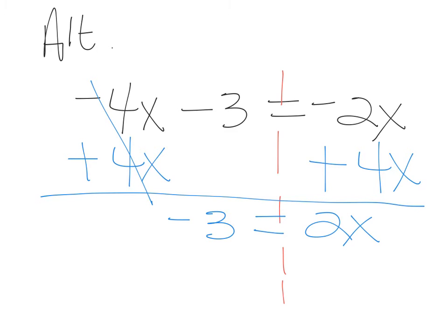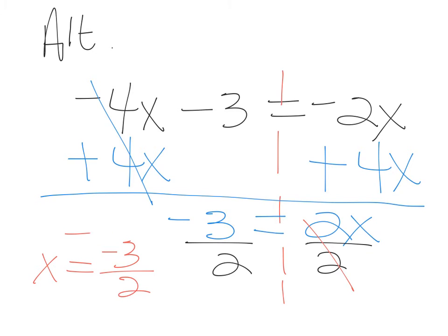And if you notice, I didn't have to worry about any kind of 0 or anything like that now. Now what I'm going to do is divide both sides by 2. And we get x is negative 3/2. So I get the same answer. It was just a matter of we took the variable to the right side rather than the left side, and that eliminated that whole 0 situation.